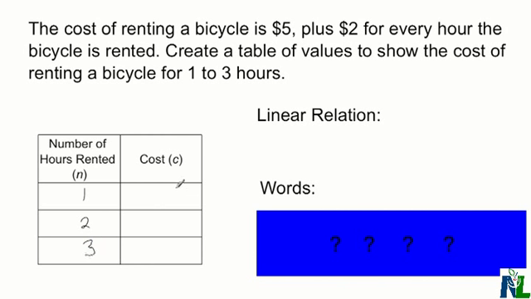The cost of renting a bicycle for 1 hour is $5 plus 2 for that first hour, bringing the total to 7. If we want to rent the bicycle for an additional hour, we will need to add $2 more, and another $2 for the third hour.